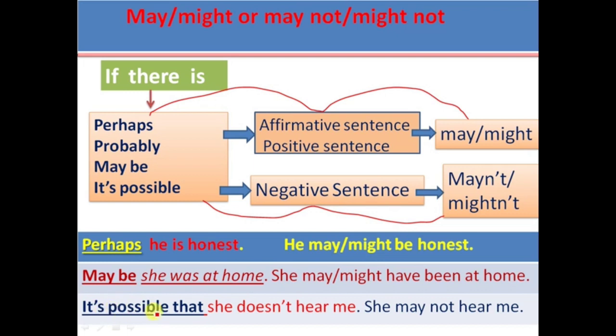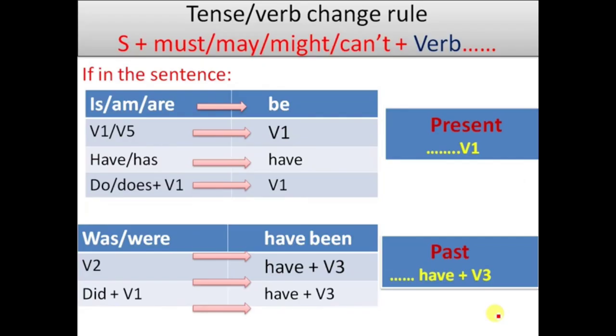Similarly, it's possible that she does not hear me. So see here, the expression it's possible that means you are not sure. She does not hear me. So you are not sure, 50-50, but here is negative marker not, therefore may not or might not. See, may not hear me.